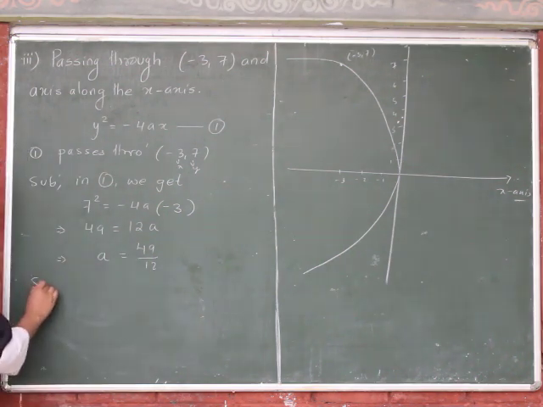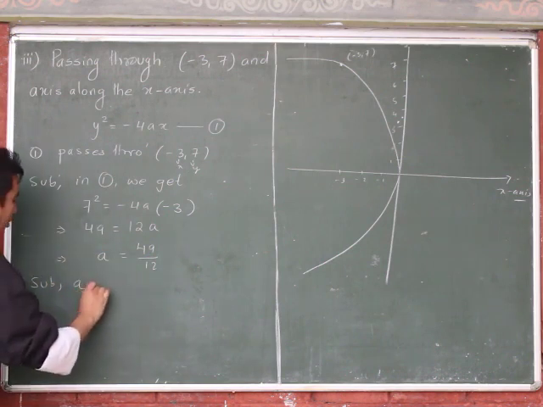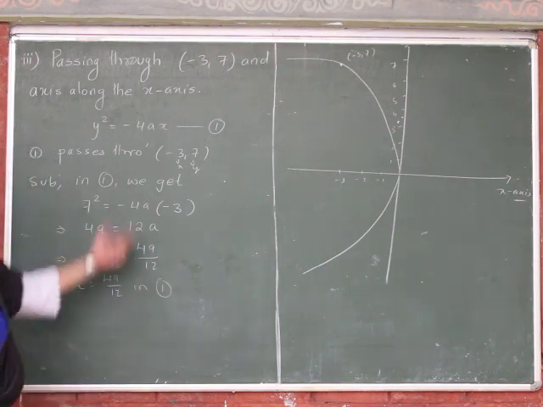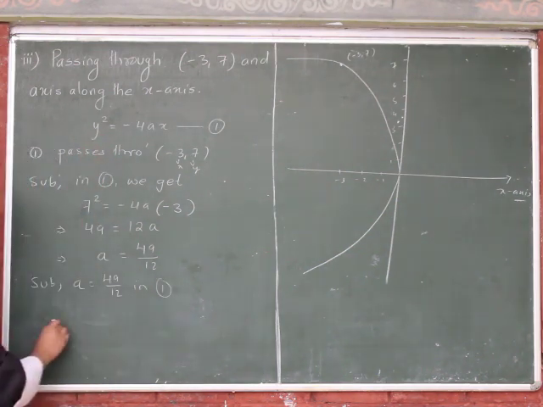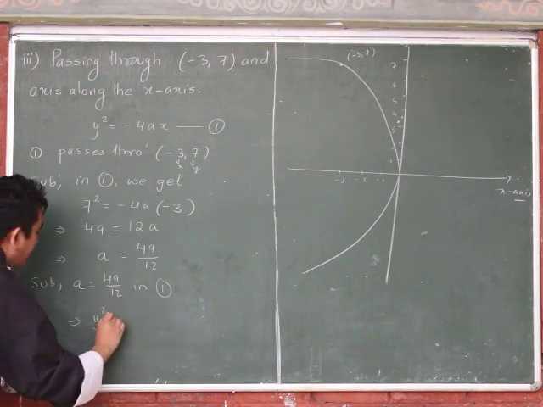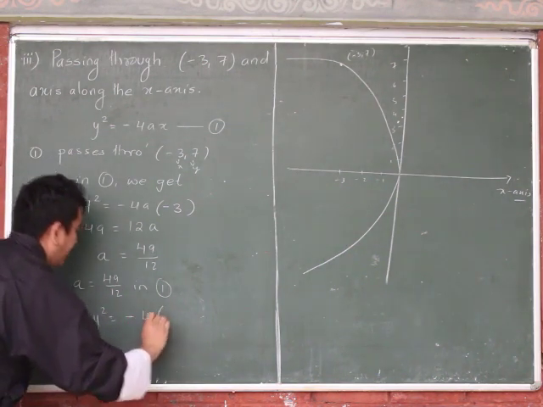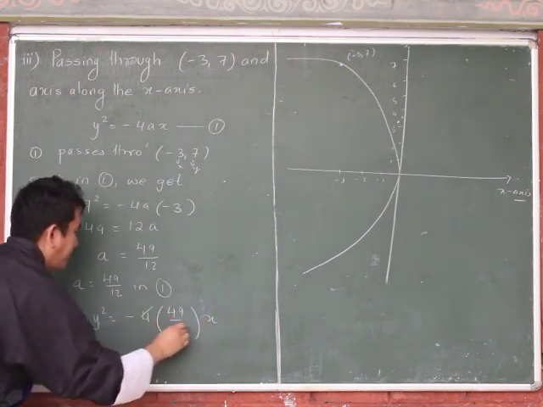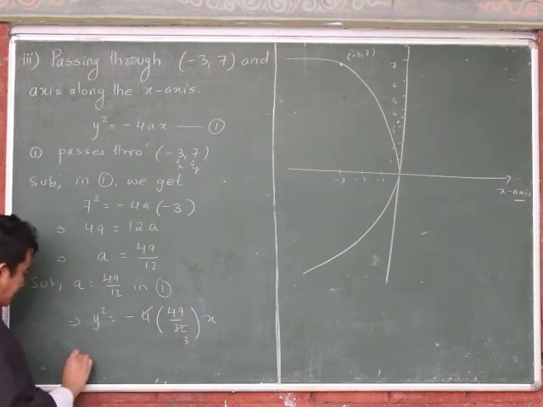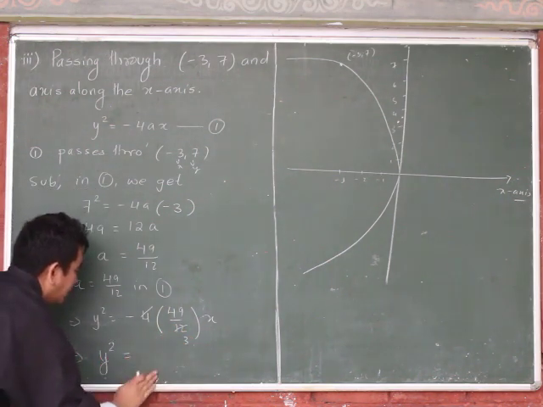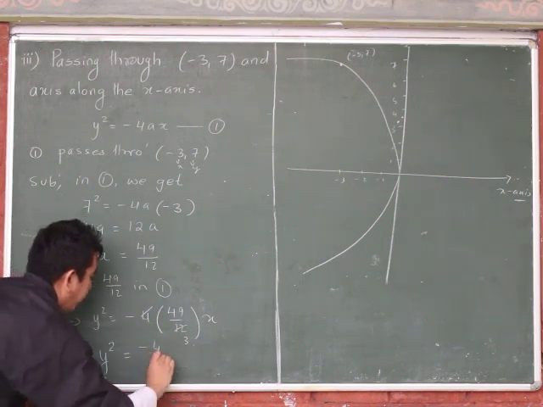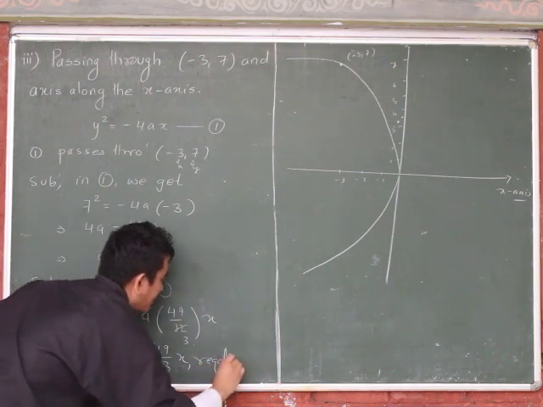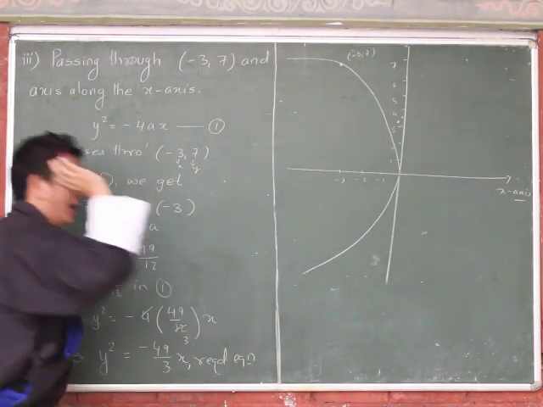Now substitute a equal to 49 by 12 in equation 1. Then we get the equation of the parabola: y square is equal to negative 4 times the value of a, 49 by 12, x. So 4 times 3 becomes 12, which implies the final equation is y square is equal to negative 49 by 3 x. This is the required equation of the parabola.